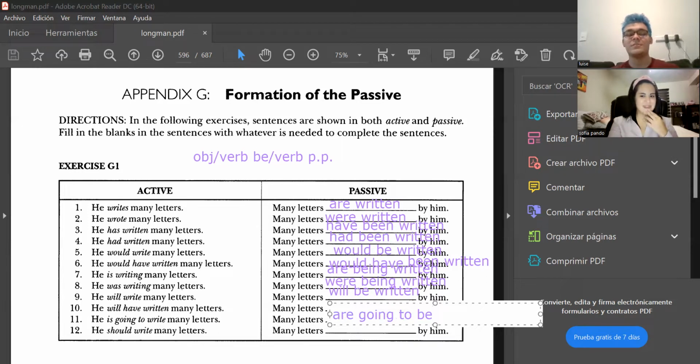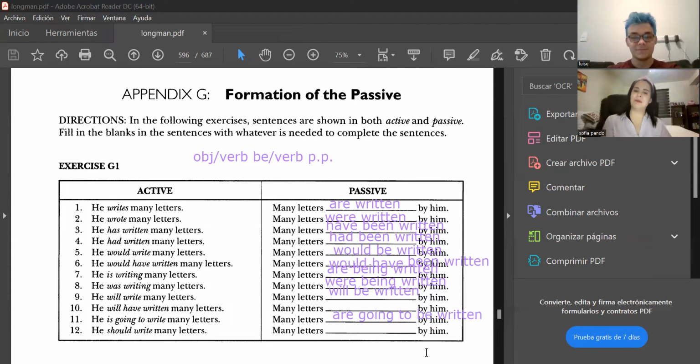Going to be. There you go. Sounds better, right? Okay, and finally, we add the verb written. And that's all we need to know.